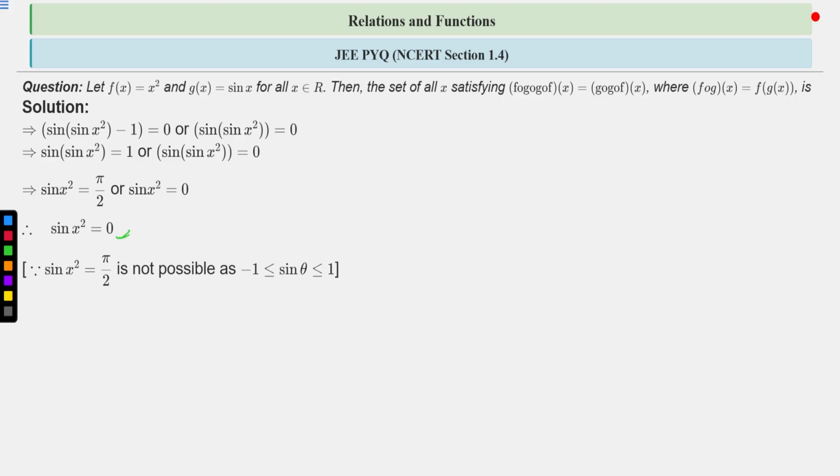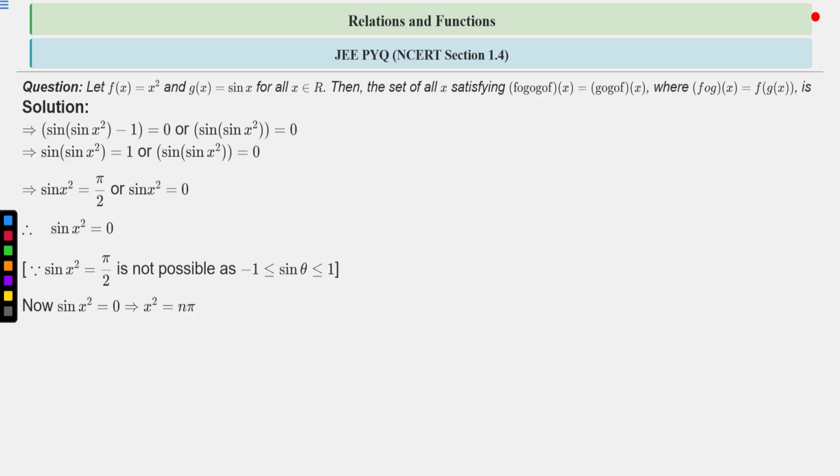Because when you put the value of pi as 3.14, you get the value of pi by 2 as around 1.57, and the value of sine of something cannot be greater than 1. Sine x square equal to pi by 2 is not possible because sine theta is always between minus 1 and 1, and pi by 2 is around 1.57. Clear? So we can easily say that sine of x square will be equal to 0 only.